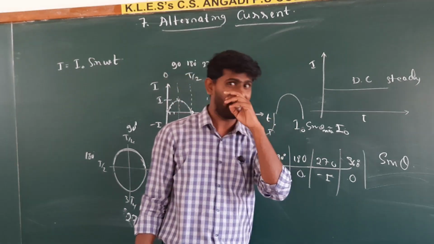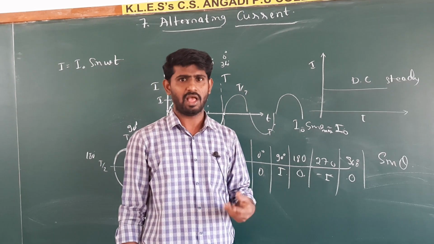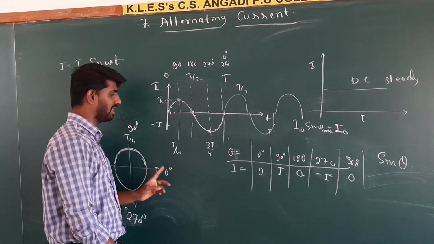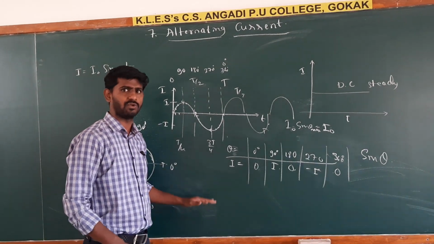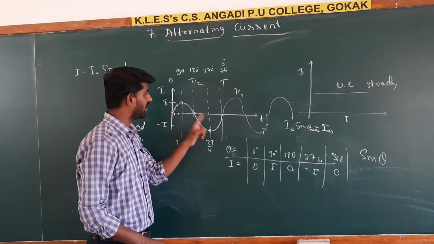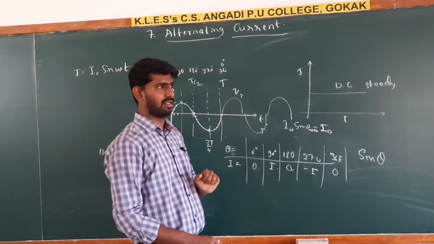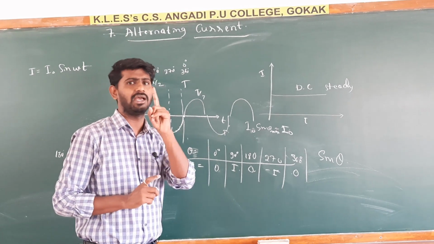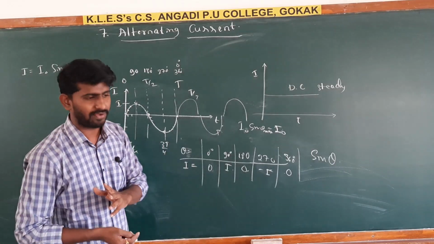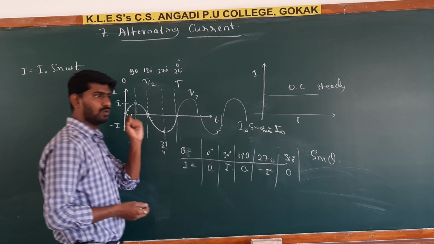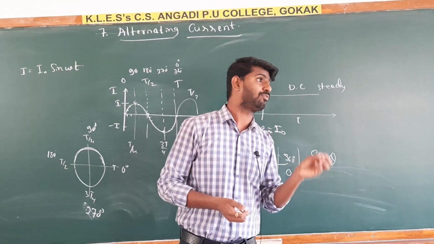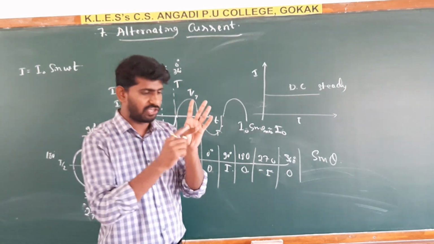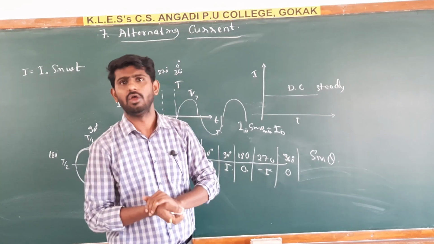What do you mean by periodically? After a regular interval of time, its polarity is changing like this. As I said earlier, one time positive, one time negative, one side. So after a regular interval of time its polarity is changing and continuously its magnitude is changing. Such a current is called alternating current. How to define the AC? The current whose magnitude is changing continuously and polarity is changing periodically is called alternating current. You should remember these two words, continuously and periodically.